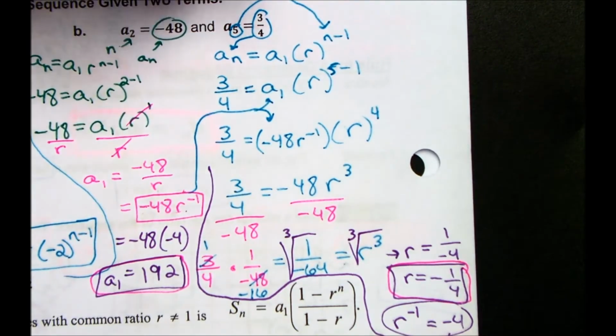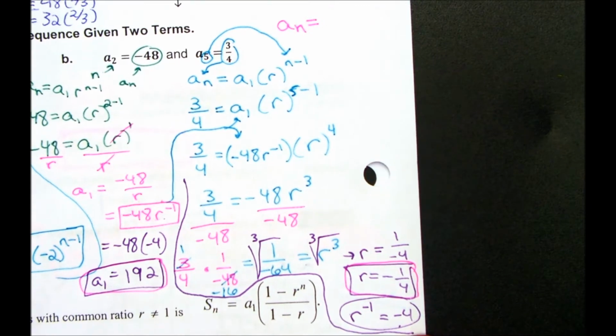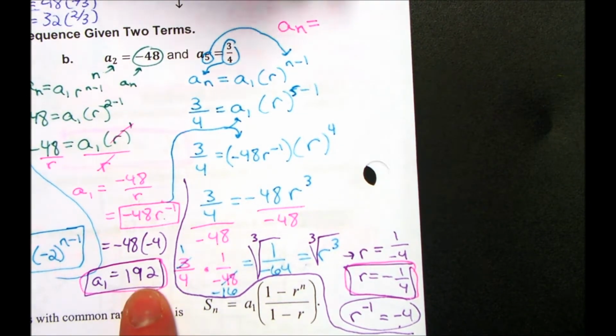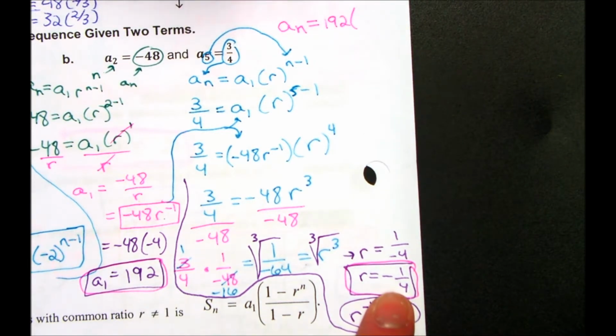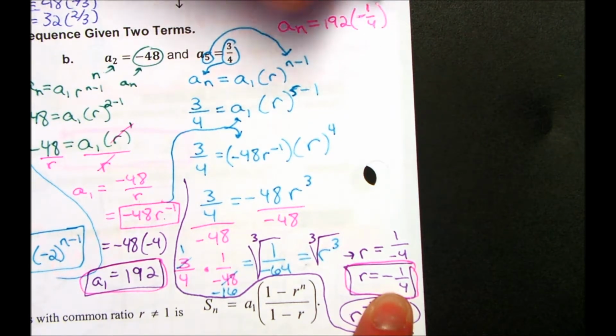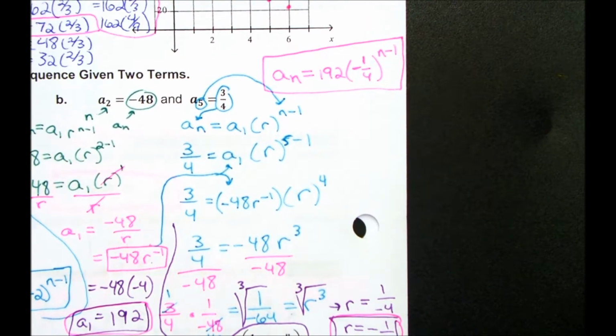I'm going to go back up and find some room over here. So my a sub n, my rule for my nth term, I guess I'm going to have to zoom out of that a little bit. The rule for my nth term is a sub 1, which is 192, times r, which is negative 1/4, to the n minus 1 power. And there you have your rule.